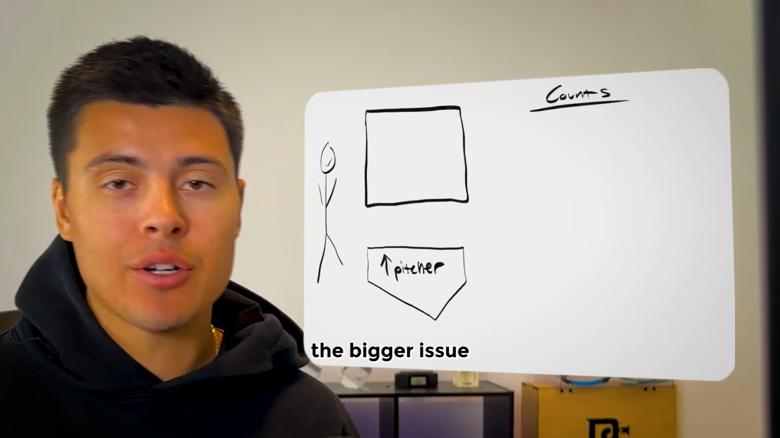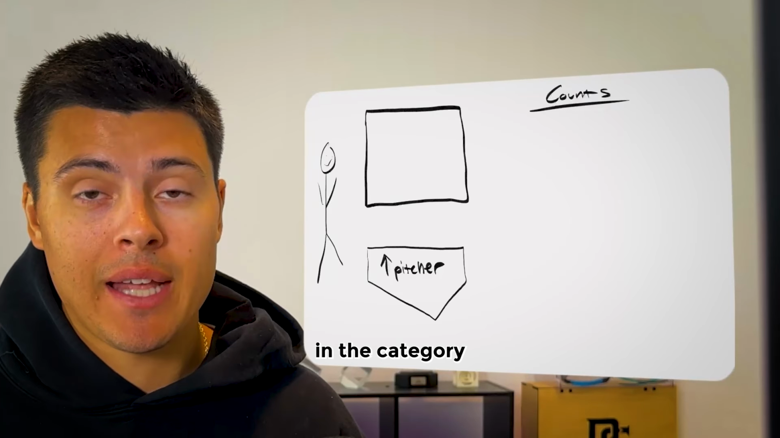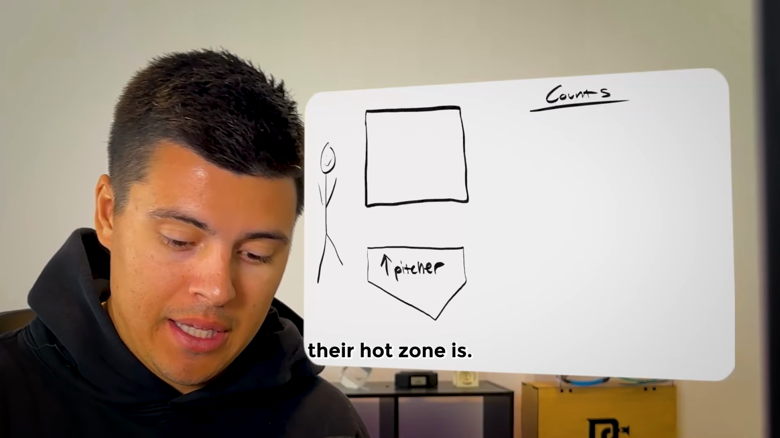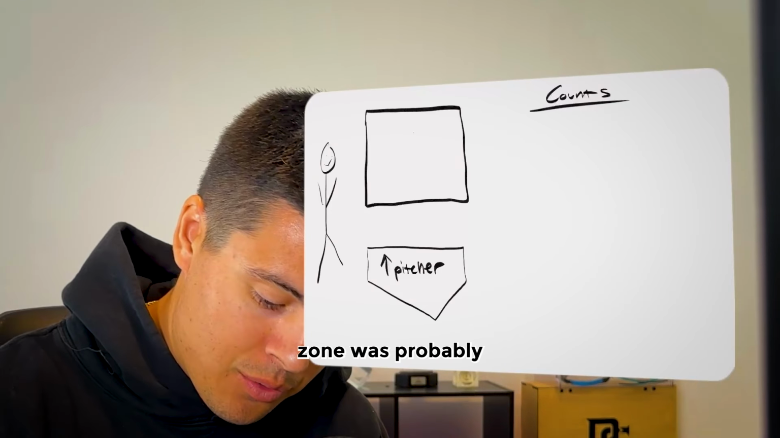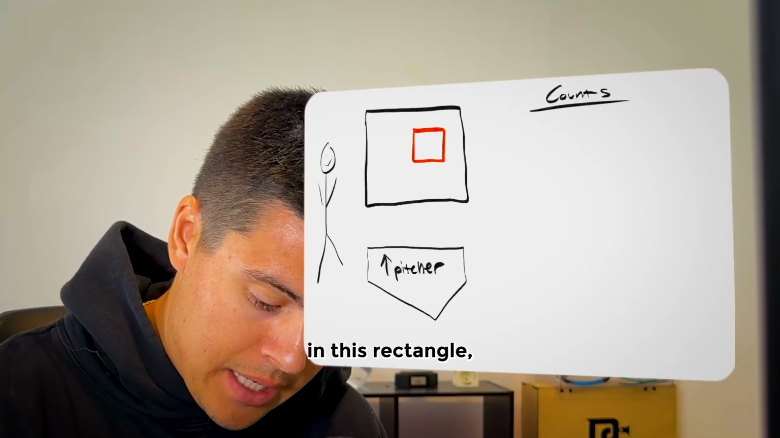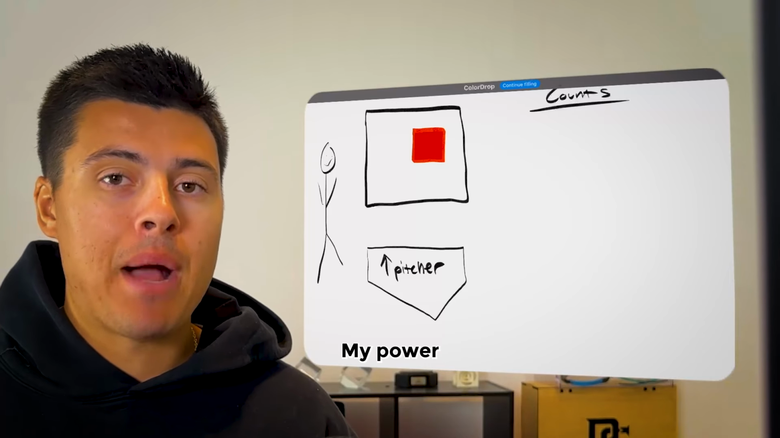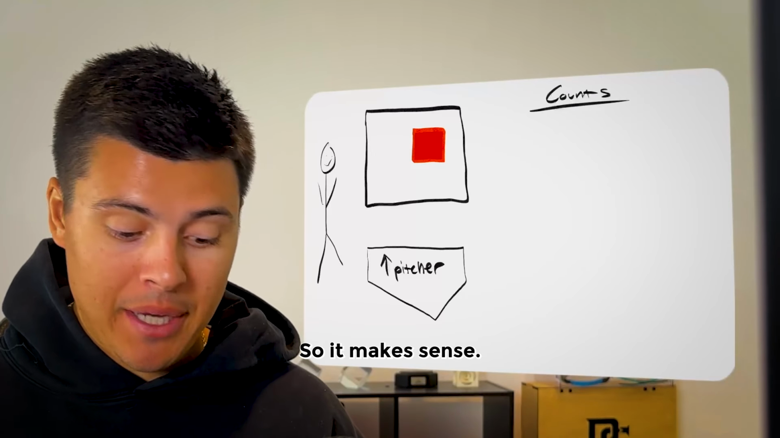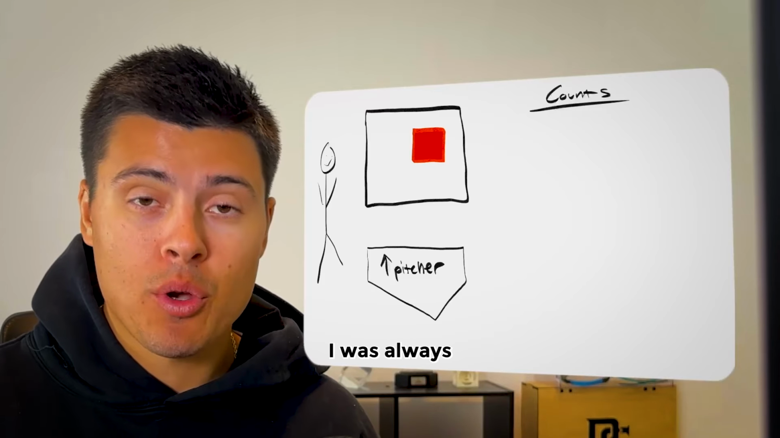And I think the bigger issue where a lot of high school baseball players really can't even put themselves in the category of college players is they don't even know what their hot zone is. So I'm gonna go ahead and do that with you guys right now. For me, my hot zone was probably in this rectangle, right? I was a right-handed hitter. I was known to go the other way. My power alley was the right center field. So it makes sense. Something I can get my hands extended for, that's what I was always looking for.